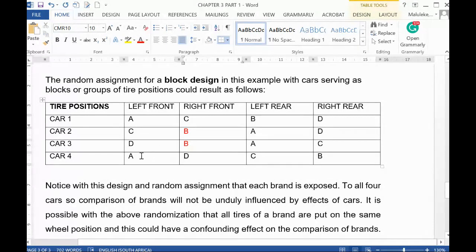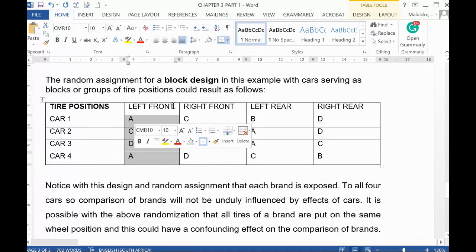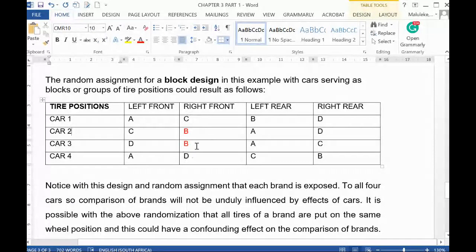Check brand B. Brand B was never exposed to the what? To the left side of all these cars. Left front, the front tire, but on the left side. You don't have brand B here. So it was never exposed to what? To that position. Same applies to the second one here. For all the cars, the right front, brand what? Brand A was never exposed to that side.